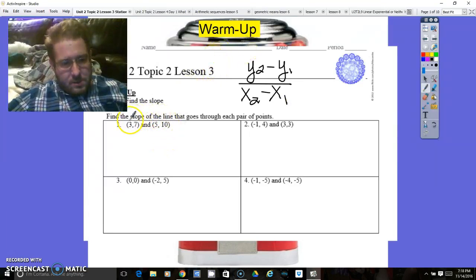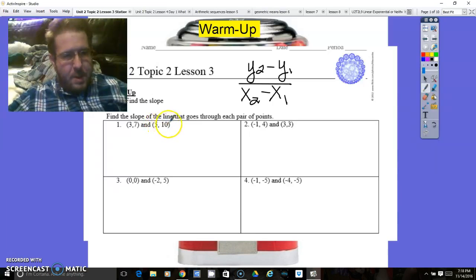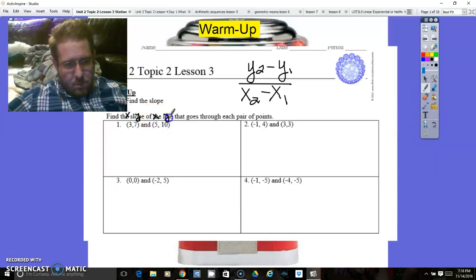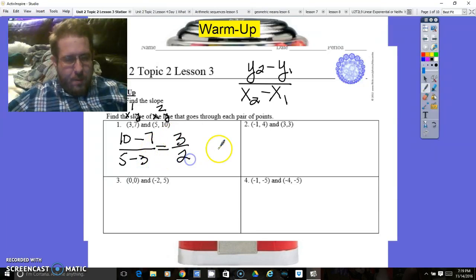So this would be the first x, this would be the first y. Second x, second y. Now I can make either point the first point or the second point, it doesn't matter. But you know the x always comes before the y. So let's call this an x, this a y, this an x, this a y. Let's call this the first point and this the second point. So y sub 2 would be 10, minus y sub 1, which is 7, over x sub 2, which is 5, minus x sub 1, which is 3.